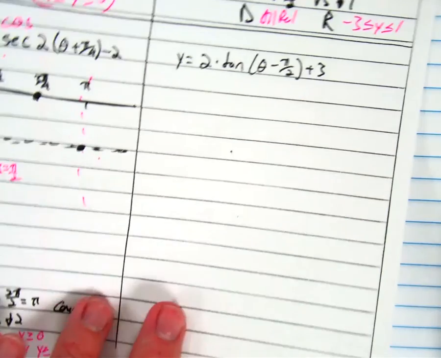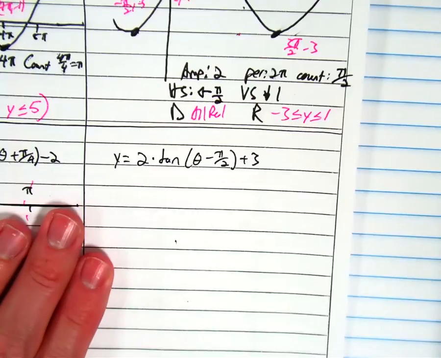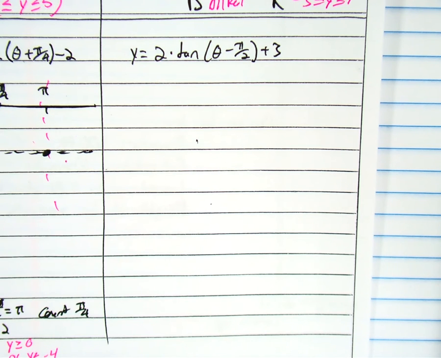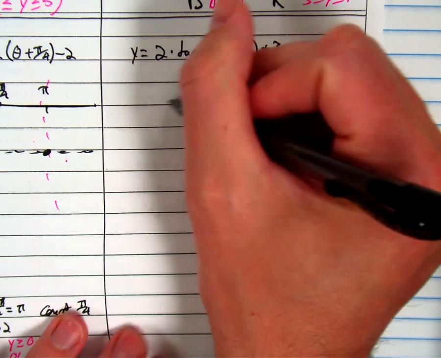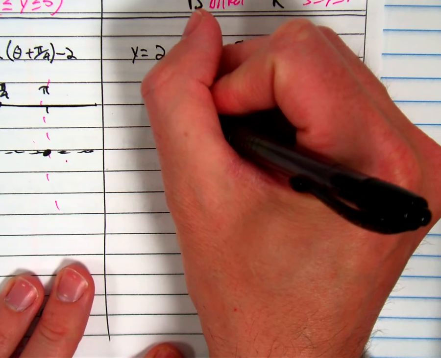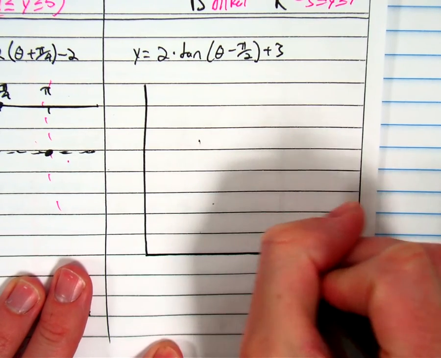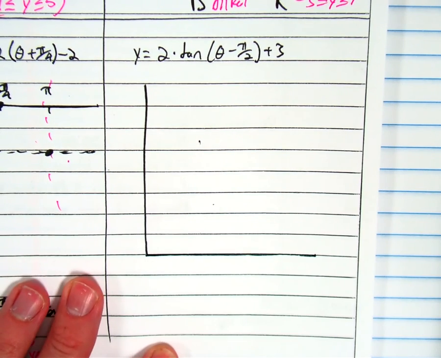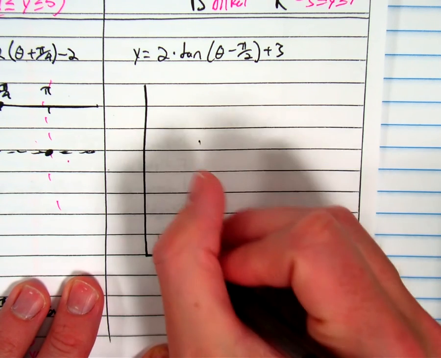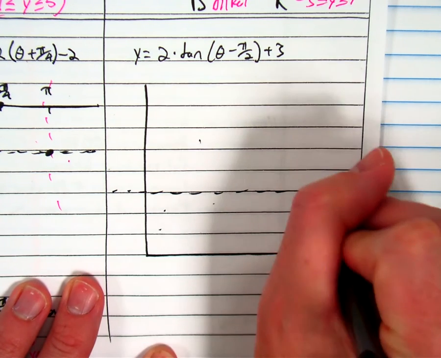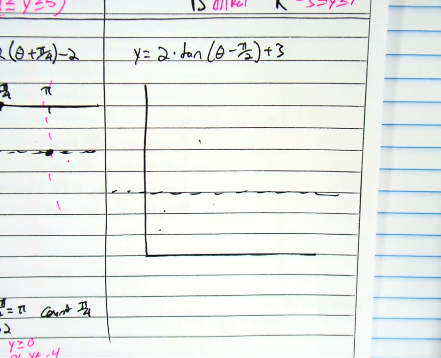All right, tangent time. So 2 times tangent, theta minus pi over 2 plus 3. So pi over 2 to the right, 3 up. We're pretty solidly into quadrant 1. We probably don't need anything of any of the others. Okay. And plus 3, 1, 2, 3. There's my new midline.